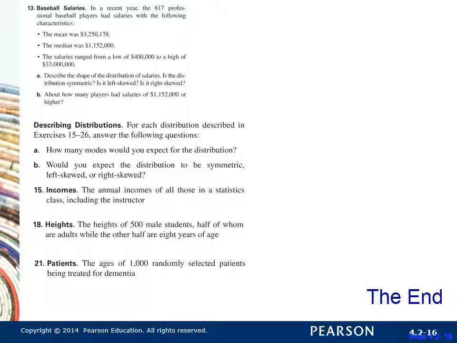All right, now the last one, patients. Here we have the ages of 1,000 randomly selected patients being treated for dementia. Well, then you need to know that most dementia patients are older. So the ages are going to be higher. So you're going to have a unimodal with your big lump over on the right-hand side. Sorry, did I say left? Should be right-hand side for that one.